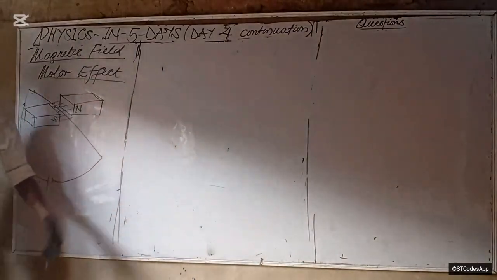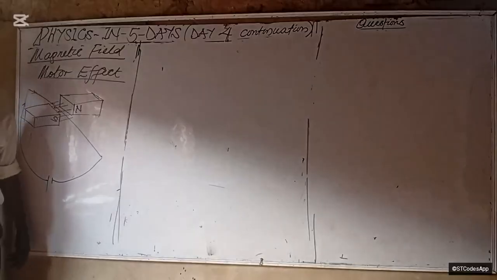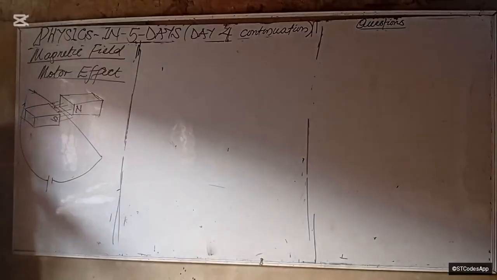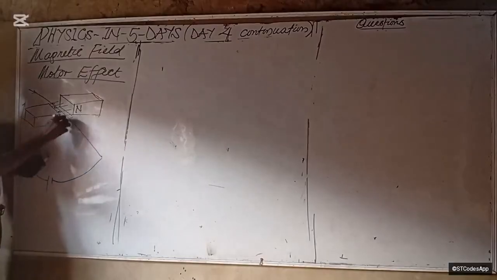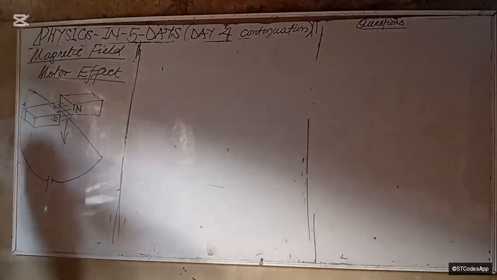No, you twisted your hand. Okay. Am I wrong? Are we wrong? You are correct, right? So this wire will move where? This wire will move where?